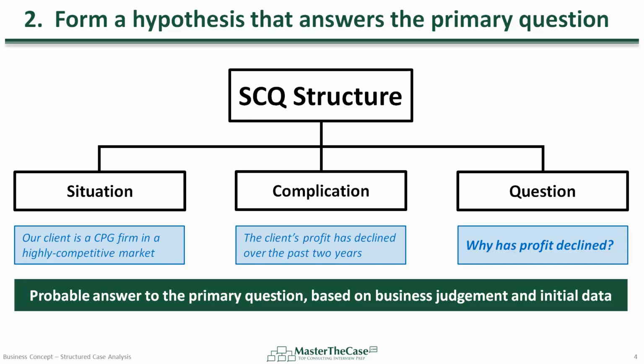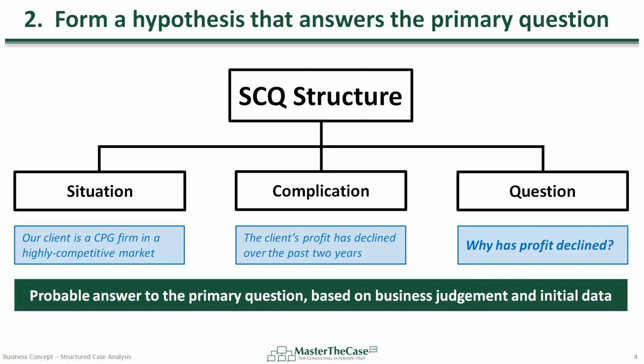Let's now form a hypothesis for our CPG client. Firstly, we know from our general knowledge of economics that profit has two drivers, revenue and cost, one or both of which could have driven the profit decline. Additionally, we know from the specific case facts that the client competes in a highly competitive market. So it is reasonably likely that, due to the competition, the client's revenue has declined, leading to the profit decline, which forms our first hypothesis.